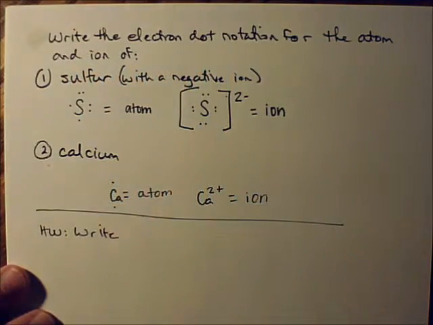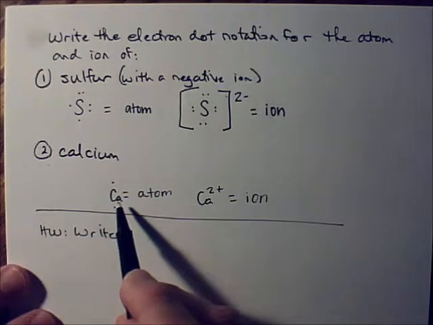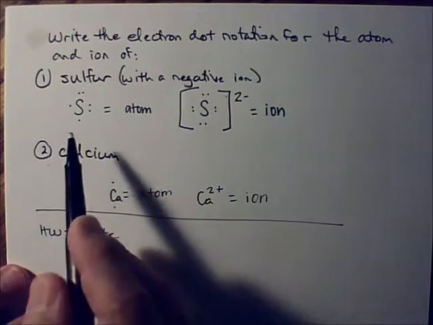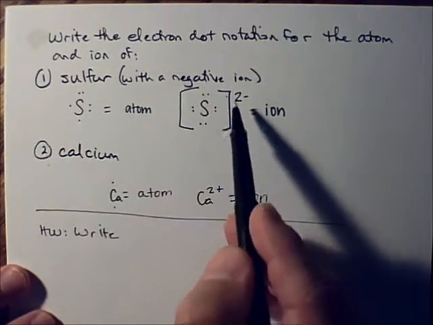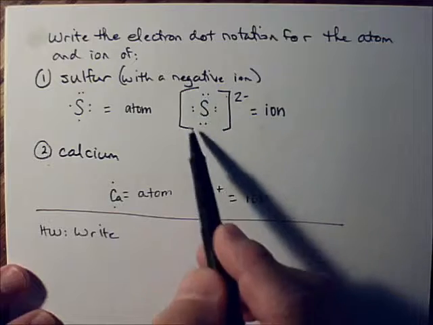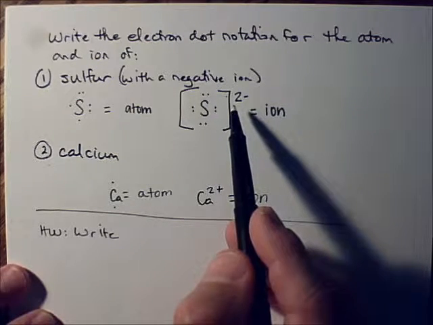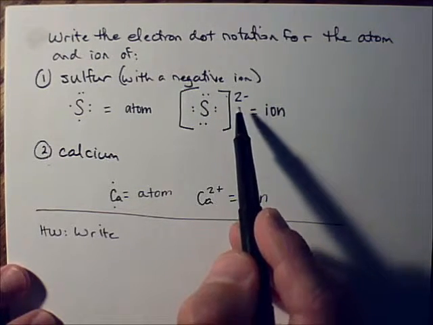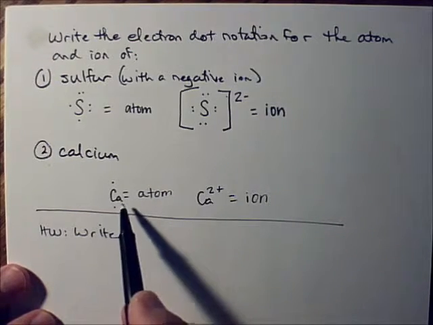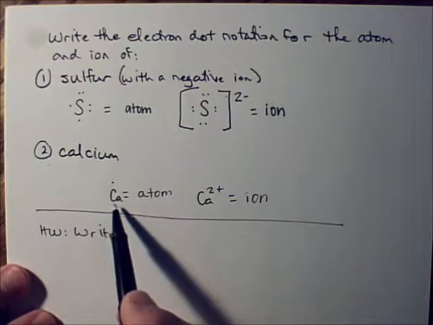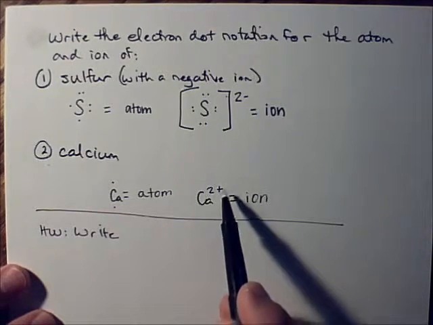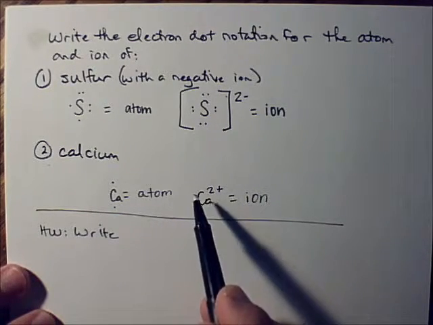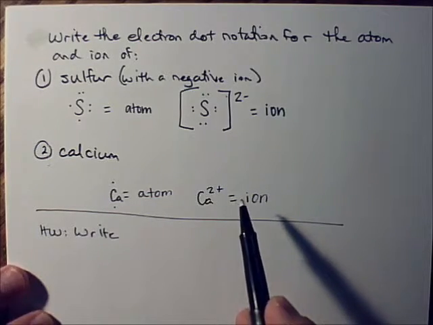All right, you need to be very careful with those symbols. Ca is calcium. All right, so this is the correct electron dot notation for a sulfur atom. This is the correct electron dot notation for a sulfur ion, a sulfide. We call it sulfide when it's a negative monoatomic ion. This is the correct electron dot notation for a calcium atom, and this is the correct electron dot notation for a calcium ion. We don't change the name of it, we just call it a calcium ion.